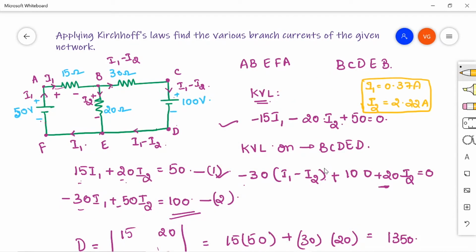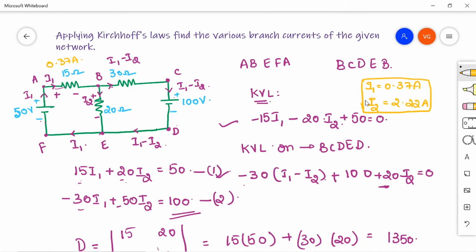And the last step to complete the problem here is, the question is find the various branch currents. But till here we found only I1 and I2 values. So mark all the branch currents in the circuit itself here. So the branch AB has the current of I1. So the value of I1 is 0.37 amperes. So write it here, 0.37 amperes.